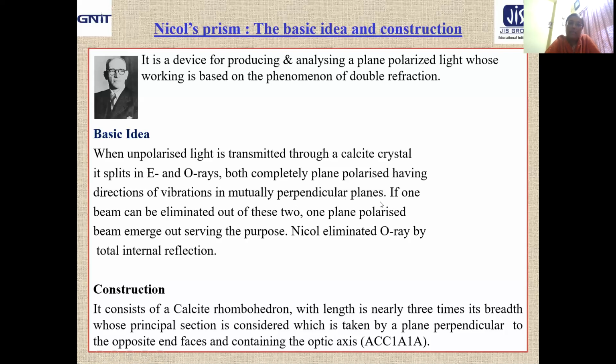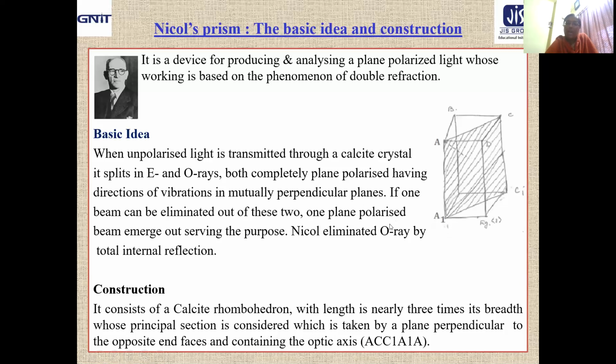Now, we are getting two beams, one is E and the other is O. If by some technique one of the beams can be eliminated out of these two, then the other beam will emerge in the form of a single plane polarized light. That means starting with unpolarized light, at the outset you are getting plane polarized light. That means the purpose is solved. Here, Nichols eliminated the O ray by utilizing the phenomenon of total internal reflection. How Nichols did that, let us now take a look.